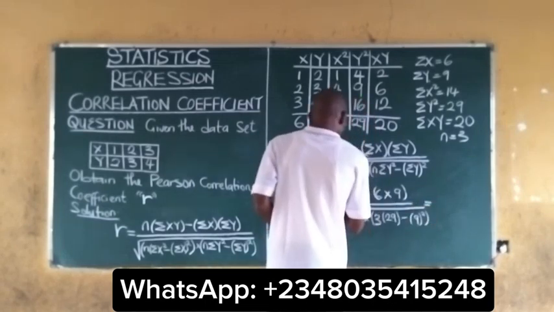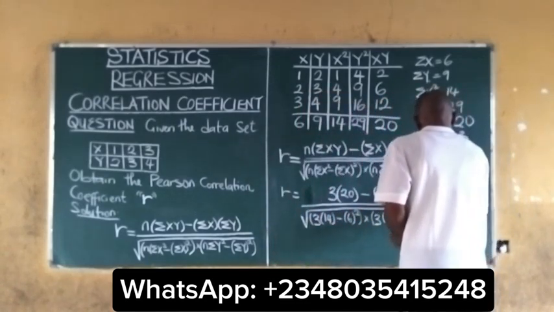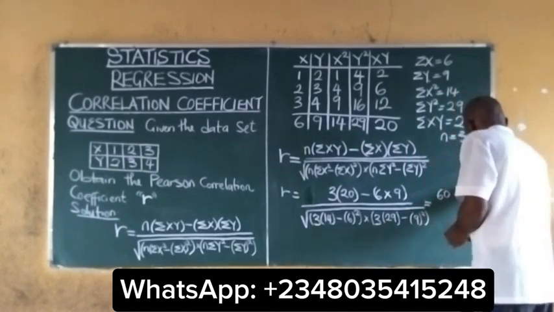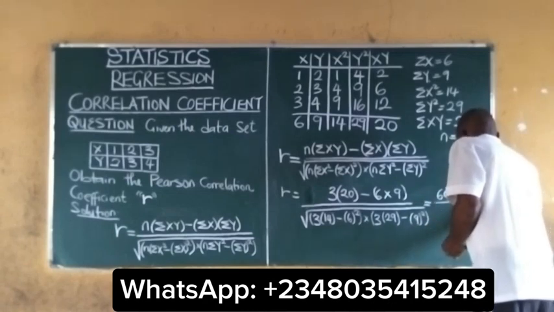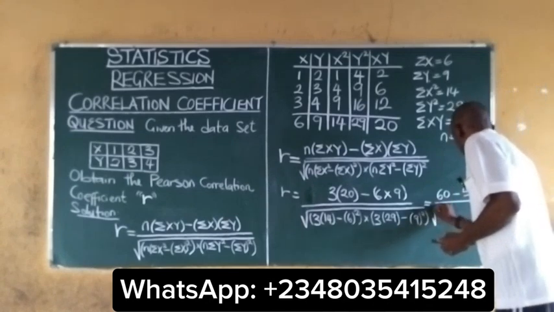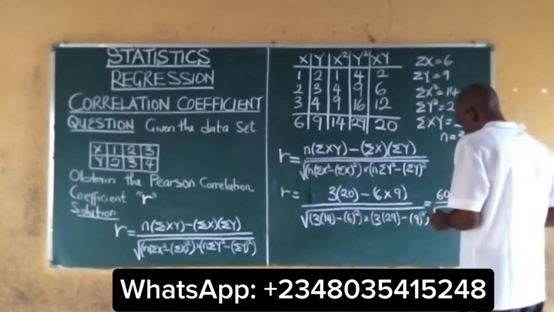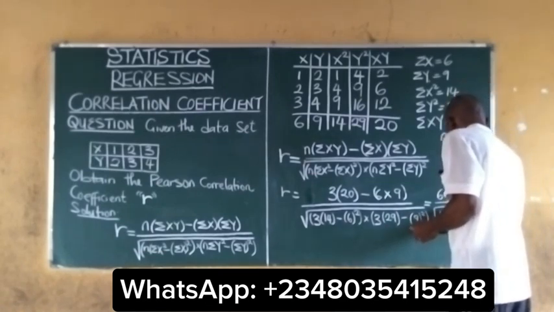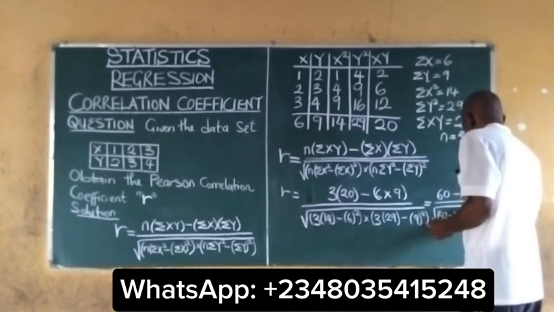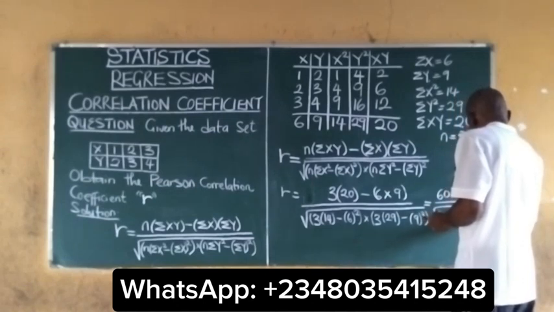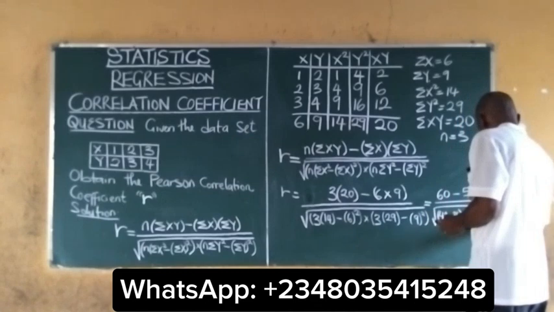Which is equal to 3 times 20 is 60 minus 6 times 9 is 54, all over square root of, we can do this at once, 3 times 14 is 42 minus 36, multiplied by 87 minus 81.